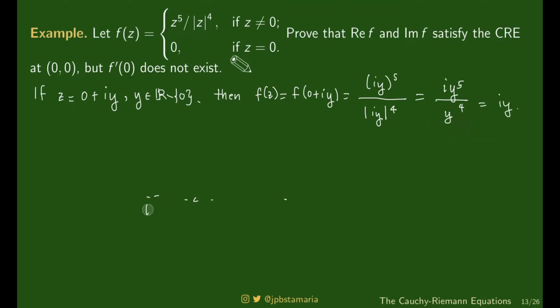Aha. What came out for f of z, when z is on the imaginary axis, is also purely imaginary. So therefore, what is u of x, y? Therefore, what is u of 0, y? It is 0, since x is 0.